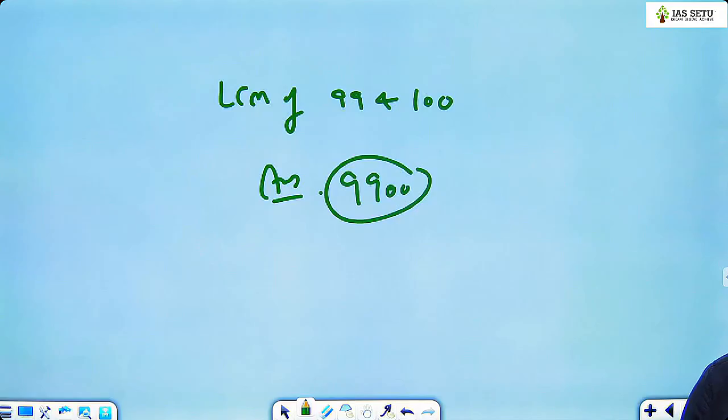वो तो कभी भी नहीं होंगे, क्योंकि उनमें दो common मिलेगा. वन तो है ही हमेशा, उसके अलावा टू भी common हो गया.